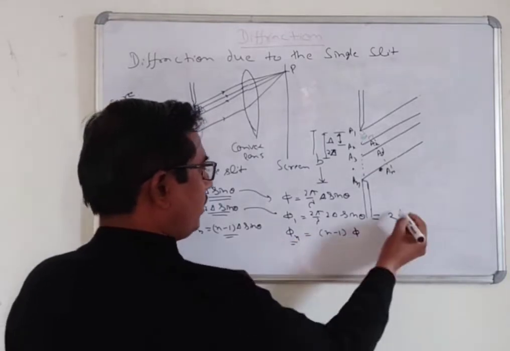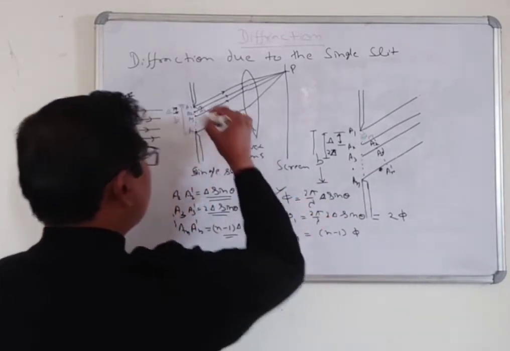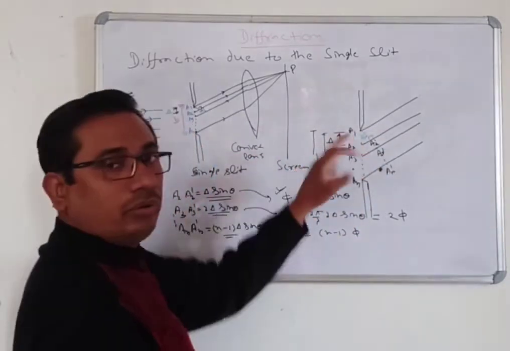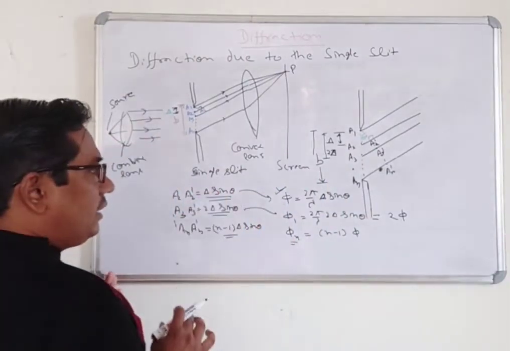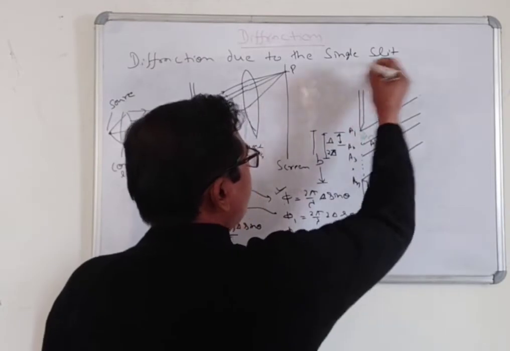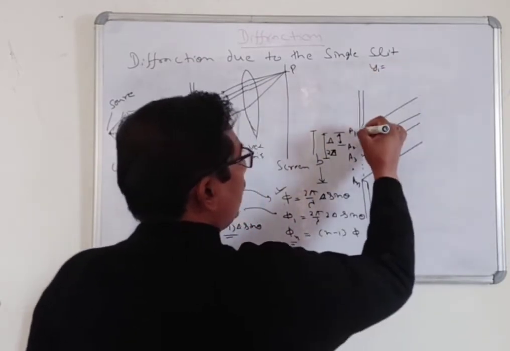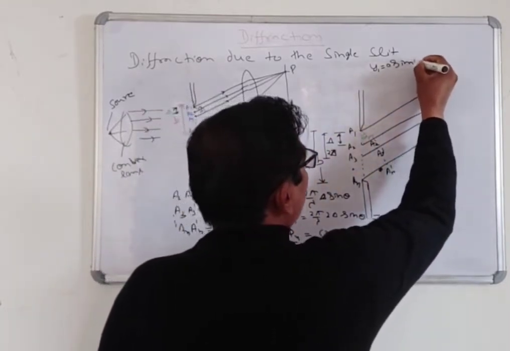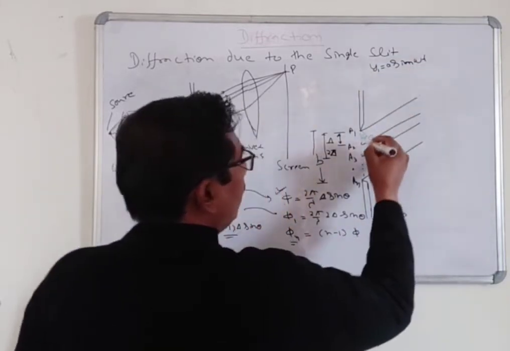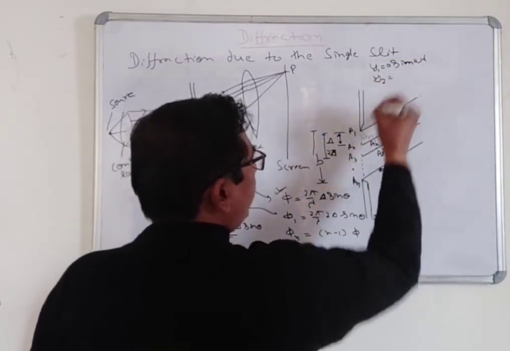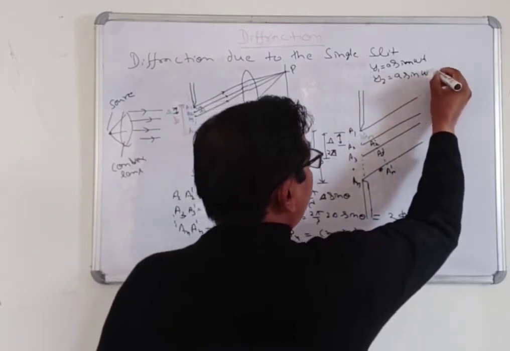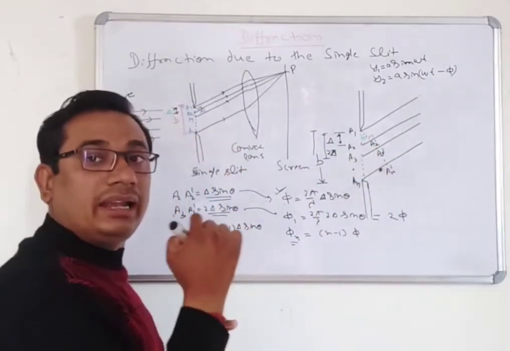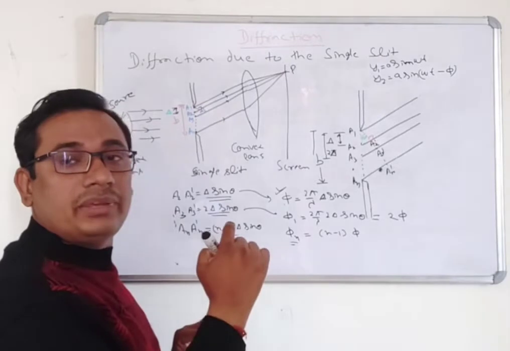This is a phase difference, and phi is the phase difference from the first wave to the second wave. It means that suppose A1 generates a wave, Y1 generated from A1, the secondary wavelet, is equal to A sine omega t. Then Y2 generated from A2 is A sine omega t minus phi, because this wave has a lag.